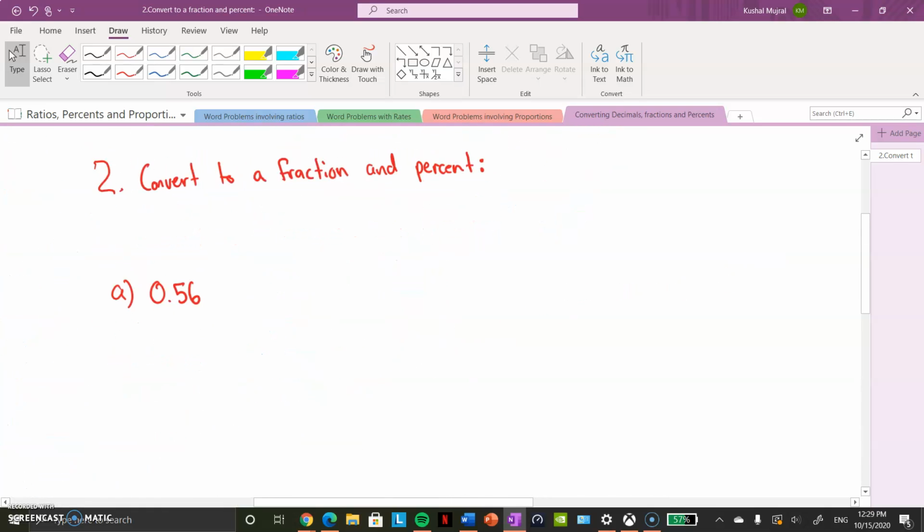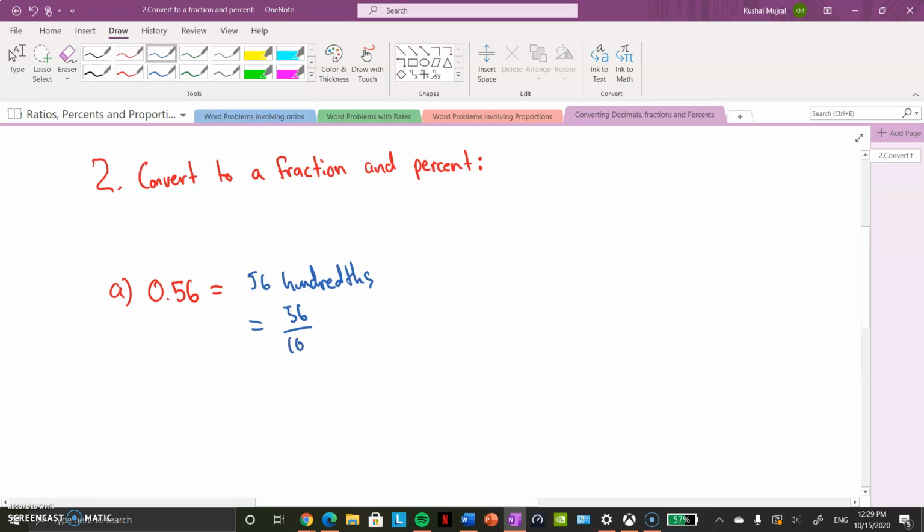Convert to a fraction and percent. So 0.56 is 56 hundredths. So it's 56 over 100. And now you can simplify. Divide the top by 4 and the bottom by 4. Becomes 14 over 25. You could do this reducing by yourself. And that's what it is as a fraction. And as a percent, take a look at this over here. That's 56 over 100, which is 56% per 100. Okay?